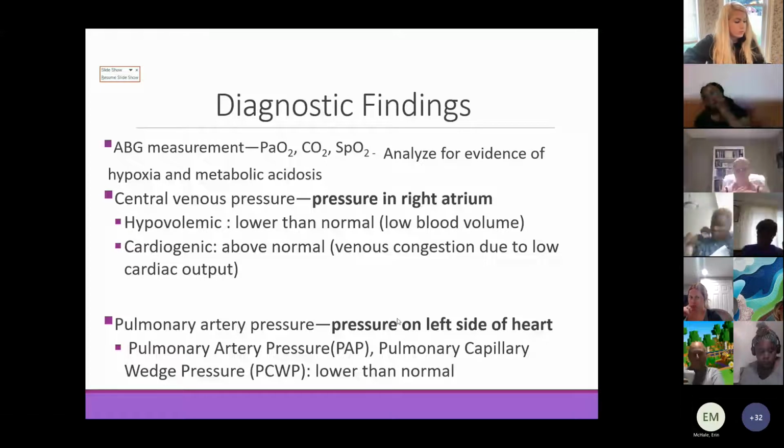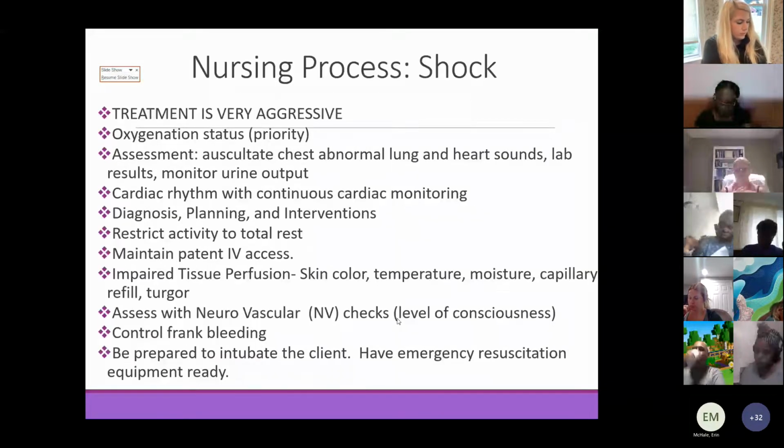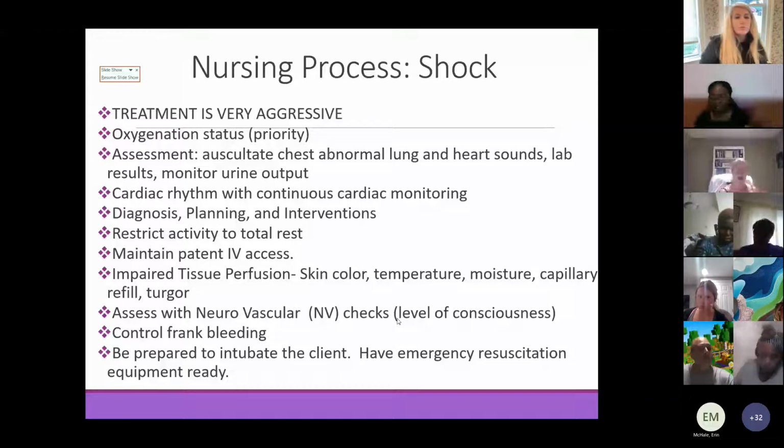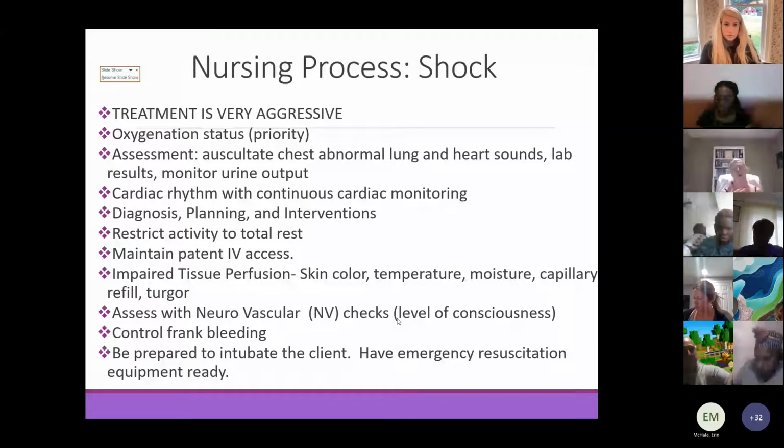So, nursing process. You have to understand that treatment is going to be very aggressive because time is not on our side, right? We said that shock progresses very, very quickly. So we need to be able to work quick to give them good resuscitation measures to try and reverse this process. So oxygen status always is a priority, right? ABCs, airway, breathing, circulation.